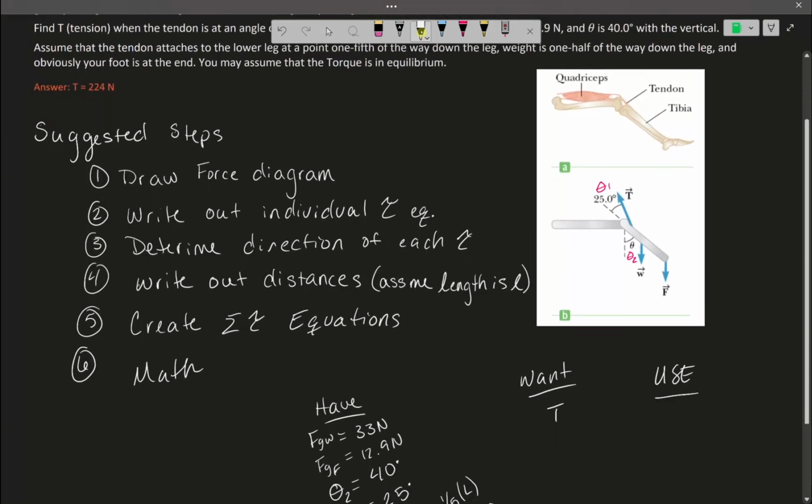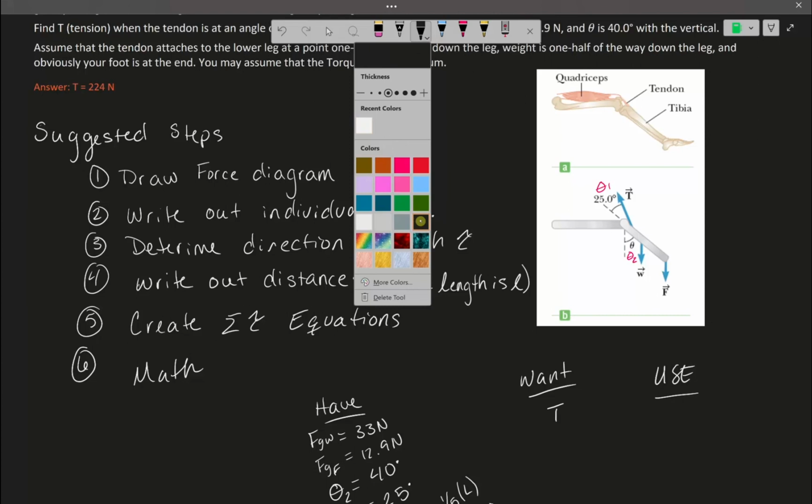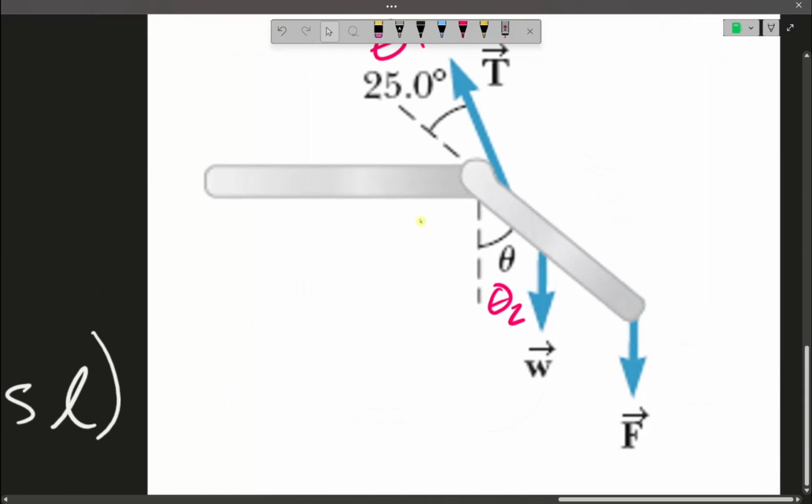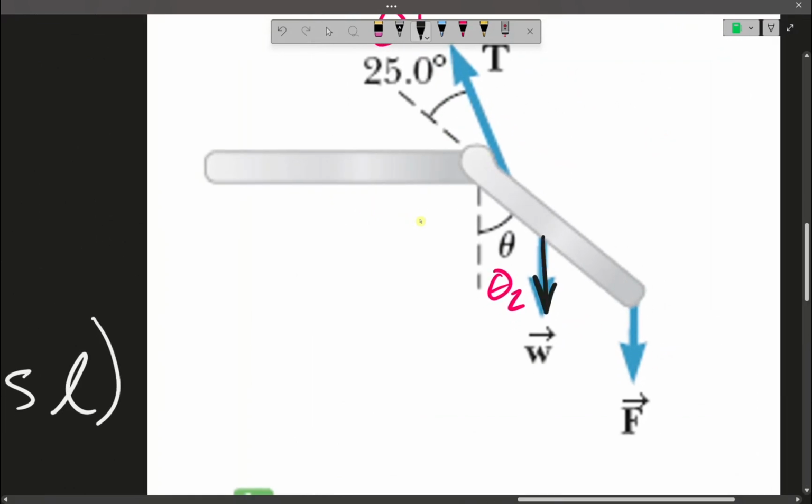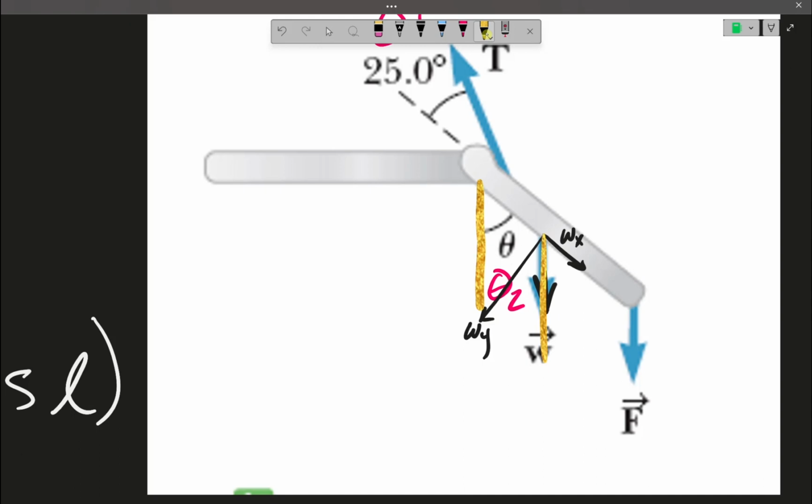In order to figure out what I'm going to use, the first thing I'm going to do is draw this force diagram here. So I will change this to black. I'm going to zoom this in for everybody. I have the weight going down, so I will have the X component going this direction, the Y component going that direction. Because this line and this line are parallel to each other, I can assume that this theta is the same as that theta.